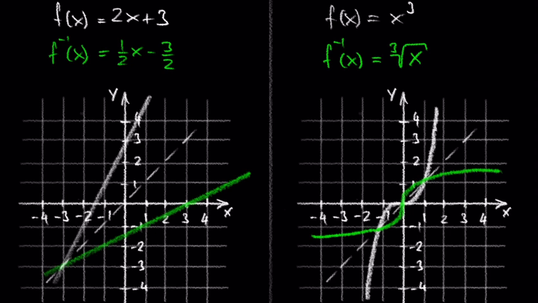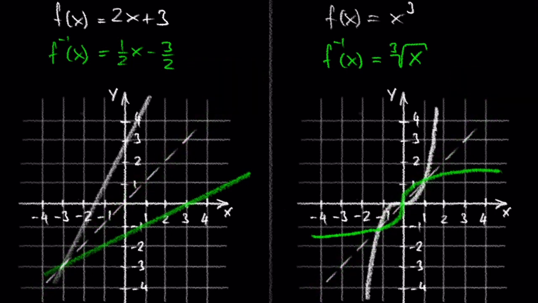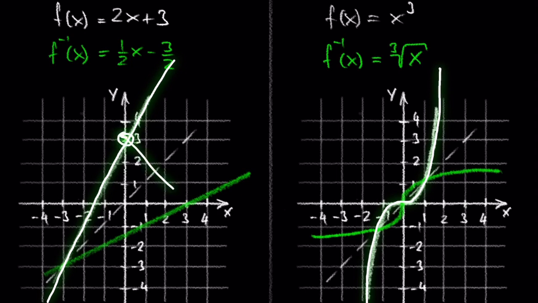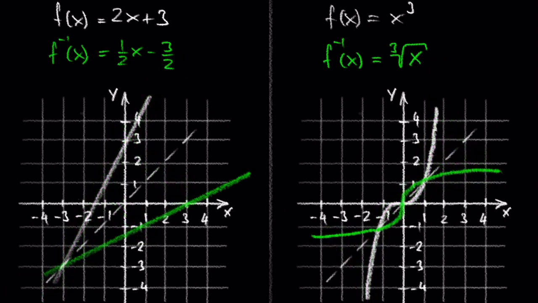Recall that you first have to check if a function is a one-to-one function to know if it has an inverse function. If that's the case, you can draw the graph of the line y equals x, and reflect the graph of the original function about it to get the graph of its inverse function. Very simple.